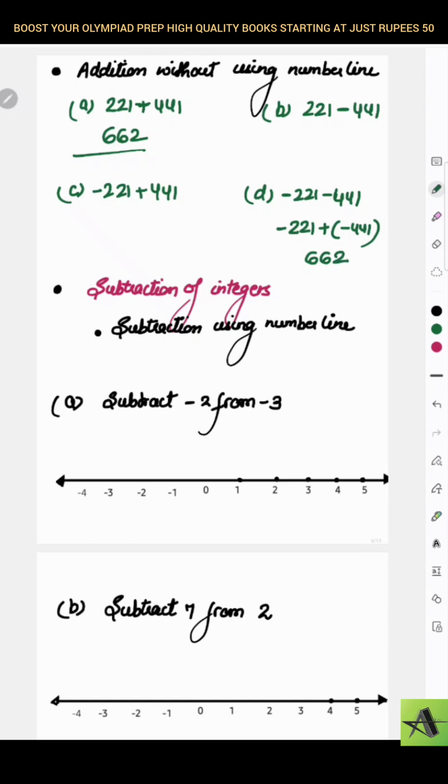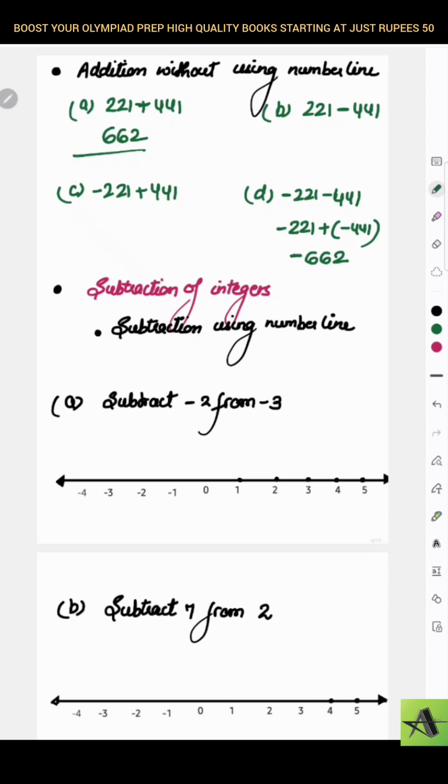But because both the numbers are negative, I'm using a negative sign. So if both numbers are positive, you have to add. If both numbers are negative, you have to add. But the sign will be the sign of the numbers. In the positive case, the answer will be positive. In the negative case, the answer will be negative. For B and C, one is positive, one is negative. That means I can subtract them. It doesn't matter whether the bigger number or the smaller number is negative. If one is negative, we have to subtract them.